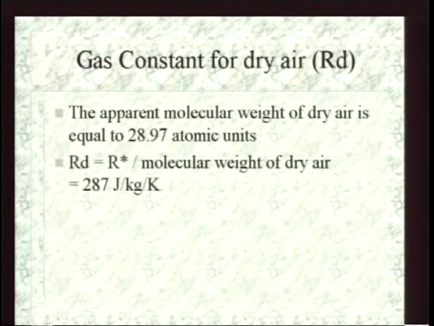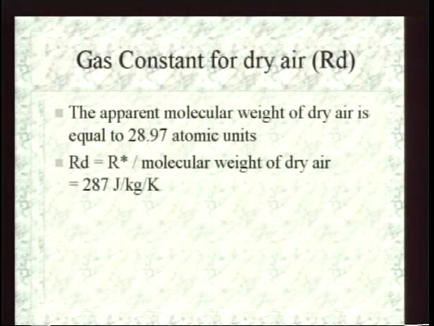The gas constant for dry air, abbreviated RD: the apparent molecular weight of dry air is equal to 28.97 atomic units. And the air that's being looked at here is an average air sample in the troposphere, which is mainly nitrogen and oxygen and some argon. If you take the average molecular weight of that sample of air with that nitrogen, oxygen, and argon and other components in it, that average molecular weight comes out to 28.97 atomic units.